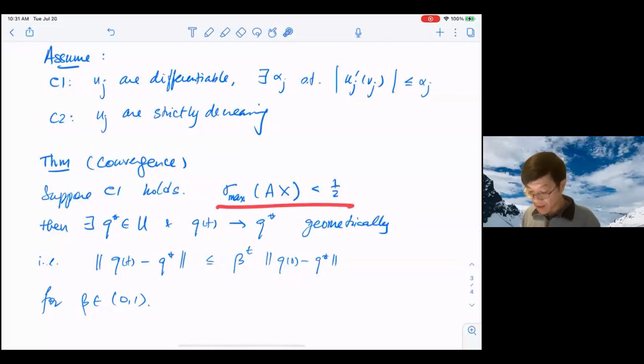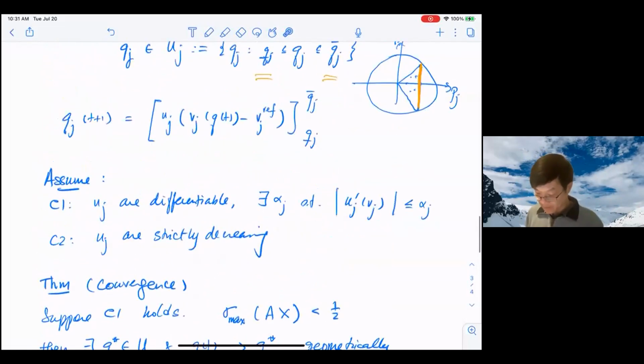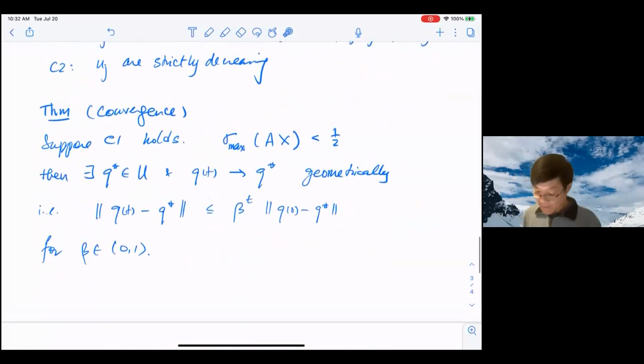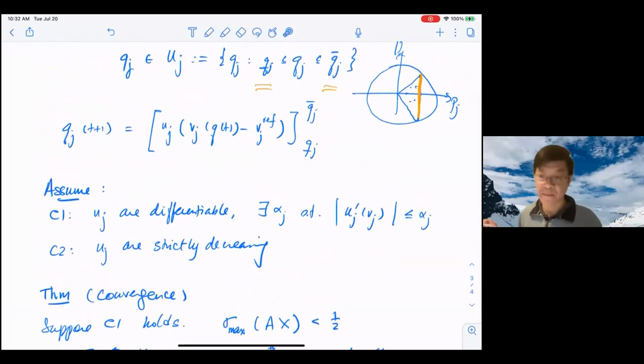If this is less than half, then you have this nice property that the local control here will converge to a unique equilibrium point exponentially fast. That's what it says. Under this condition, this iteration is a contraction mapping, and therefore the conclusion follows. Okay, I think I am okay.